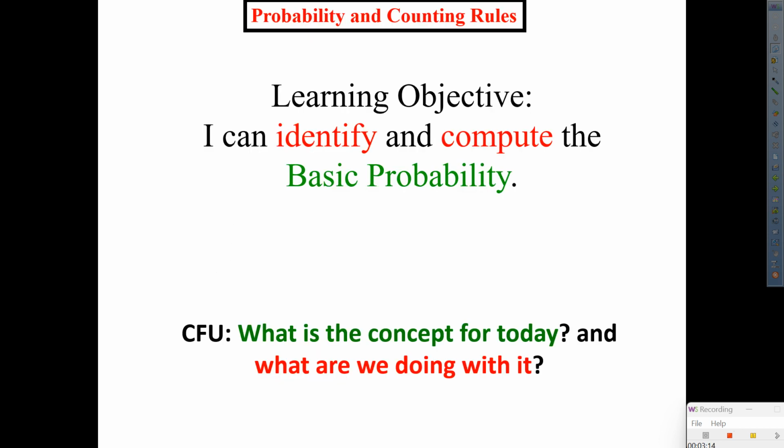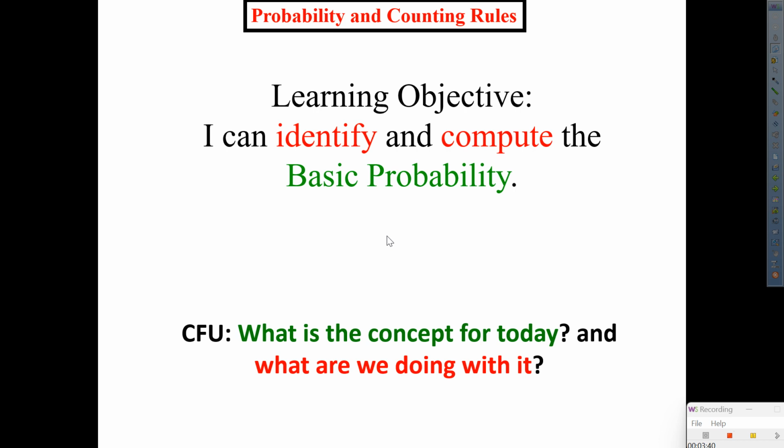All right, I can identify and compute basic probability. We're moving on. And like I said today, we're going to make sure that we understand the difference between classical and empirical. All right?